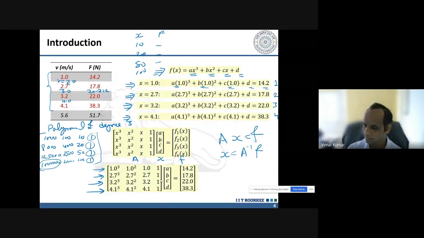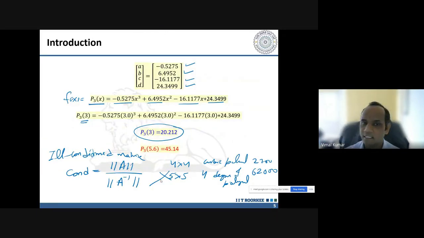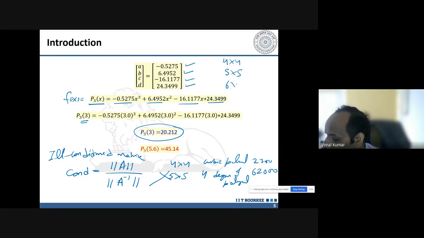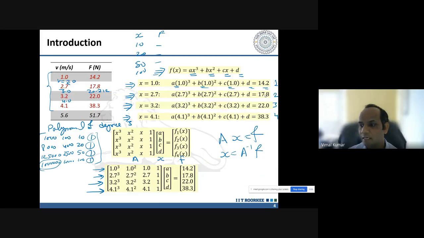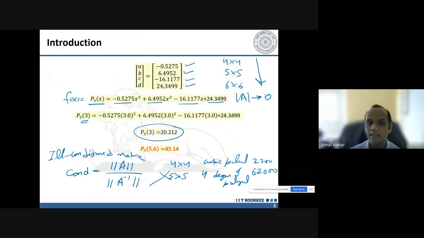The other scenario is if my matrix size is increasing. Here the matrix size was 4 by 4, 5 by 5, or let's say I go for 6 by 6. As my matrix size increases, the determinant of my matrix tends towards 0, not exactly 0, but towards 0. That is again problematic in this crude way of doing regression analysis and developing a polynomial. That's why this method is not preferable for developing a regression model for a system of available data points.